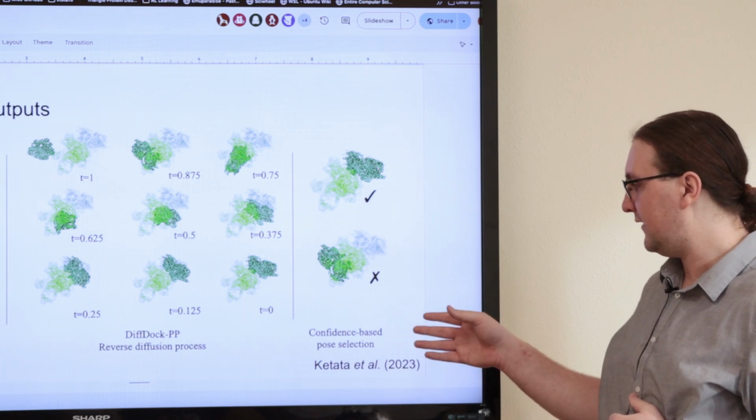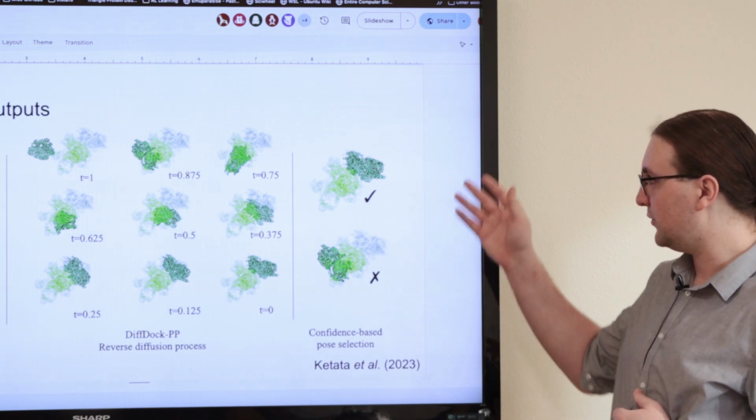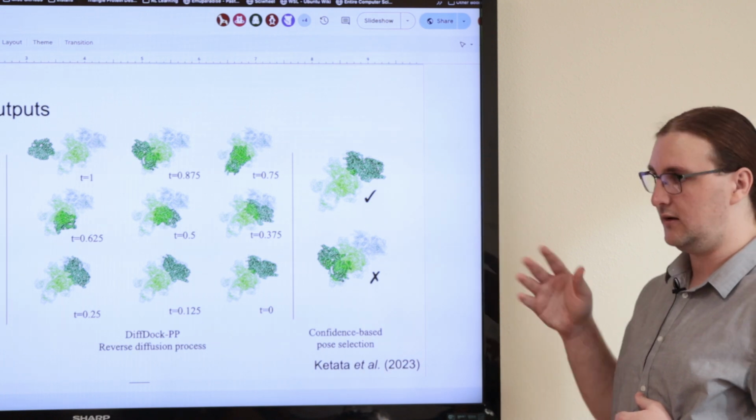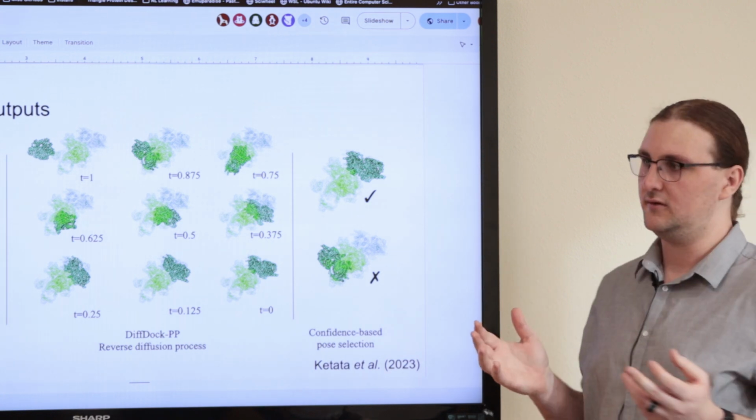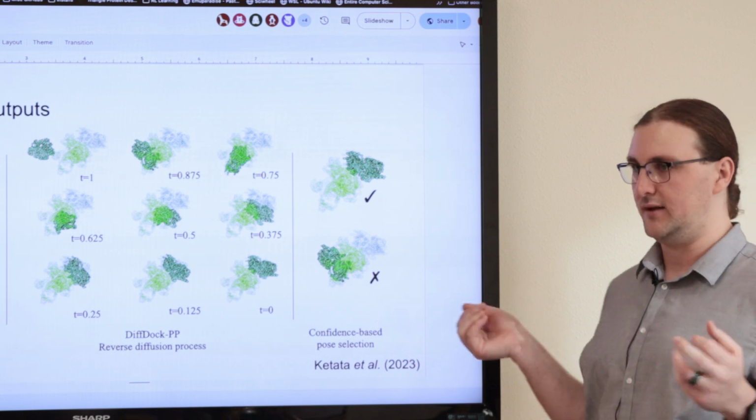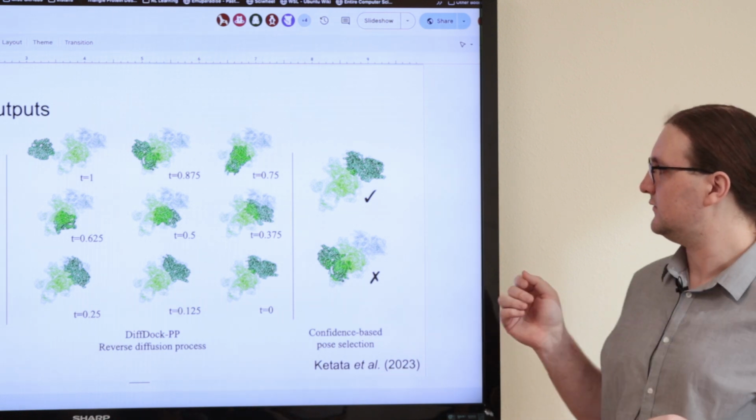Similarly, they also have a confidence model that is trained to predict whether this pose is good or not, which is essentially the probability of whether the ligand RMSD is less than 5 or not. We'll talk about that also.